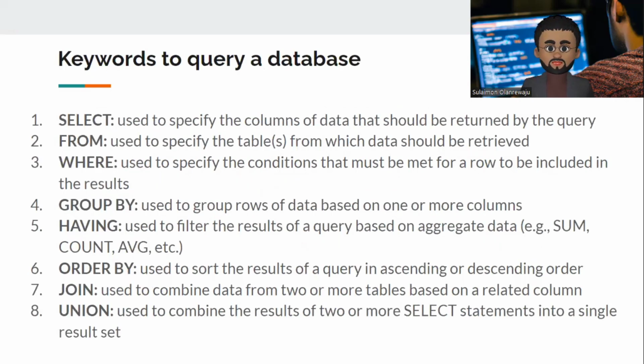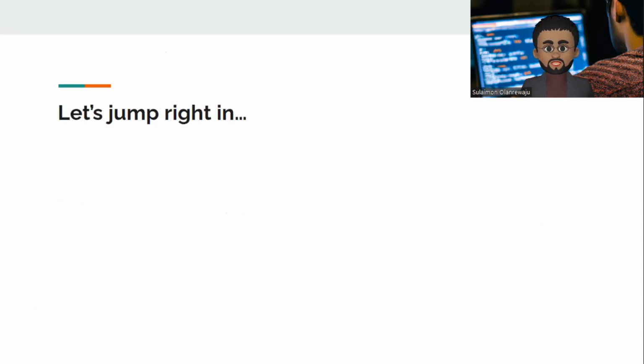The keywords used in a query depend on the specific database management system, and the language used to communicate with it also varies. The most widely used language for querying a database is SQL, the Structured Query Language. Some of the common keywords are what I have displayed on my screen: SELECT, FROM, WHERE, GROUP BY, HAVING, ORDER BY, JOIN, and UNION. There are other keywords used in querying a database, but these are just a few. So let's jump right in.